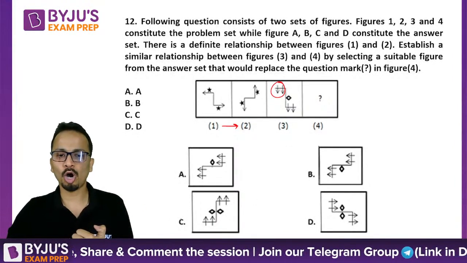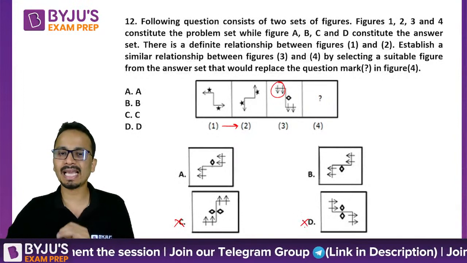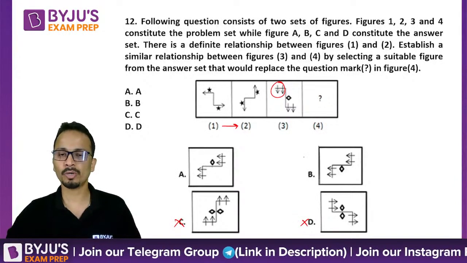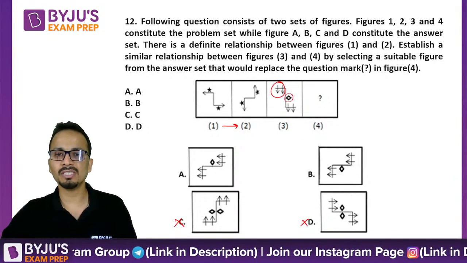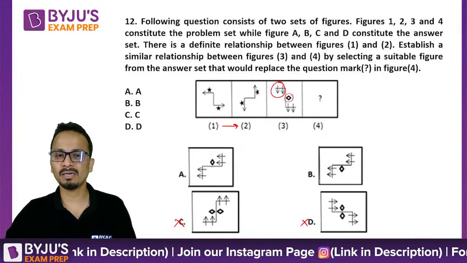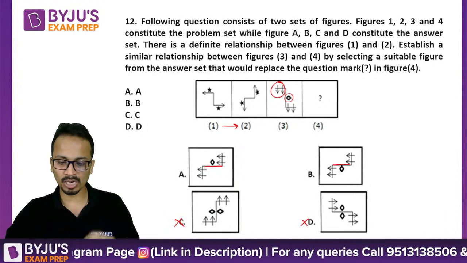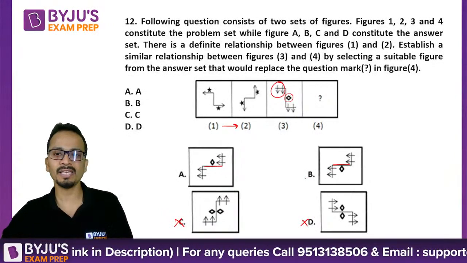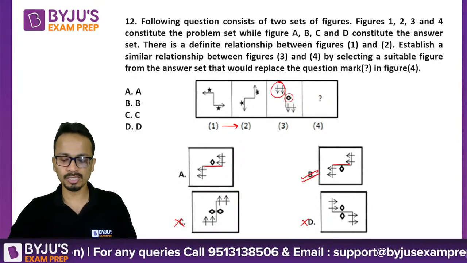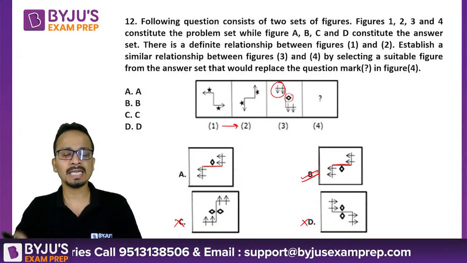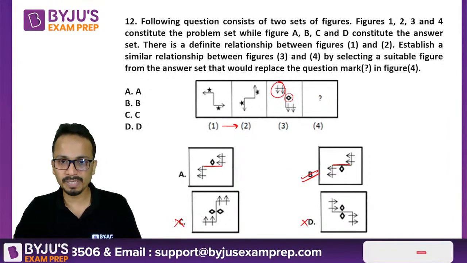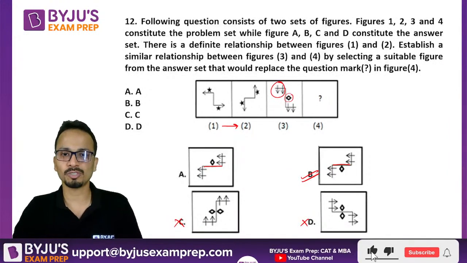Okay, so option C and option D can be eliminated. Now this diamond will be below this line, not above this line. So diamond जो होगा वो below होगा, नीचे होगा line के, ऊपर नहीं होगा. So on this basis, I can say that the correct answer will be option B and not the other option.